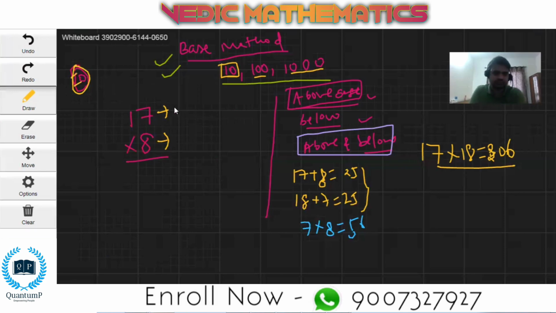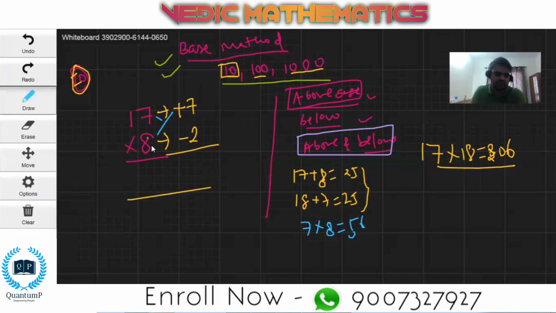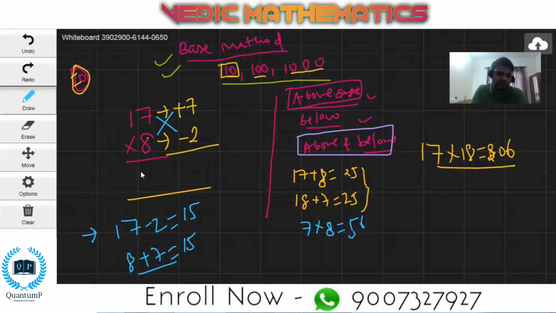So in front of 17 right here you write plus 7, and in front of 8 you'll write here minus 2. Then again you'll do the cross. I mean to say 17 minus 2, which is 15, and then you'll do 8 plus 7 cross. Here it is cross on the upside. 17 minus 2 is cross subtract. So 8 plus 7 is 15. So in both you have got 15.